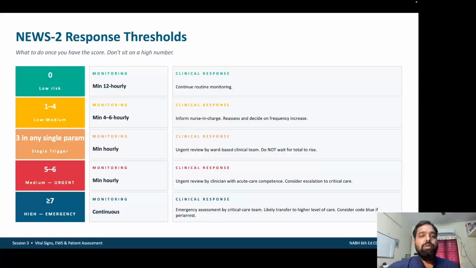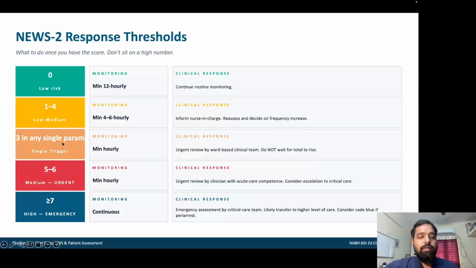NEWS 2 response thresholds. A score of 0 is low risk, so monitoring is a minimum of 12 hourly. Continue routine monitoring. A NEWS score between 1 to 4 is low-medium risk. Monitoring is at least 4 to 6 hourly. Inform the nurse in charge, reassess and decide on increasing the frequency.